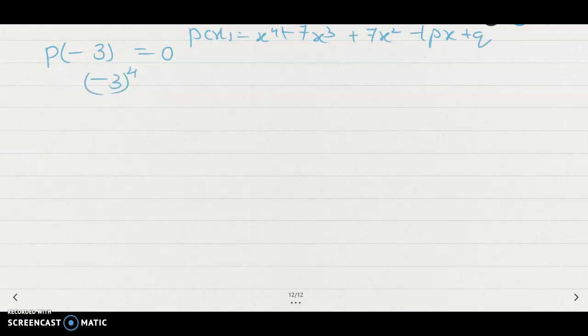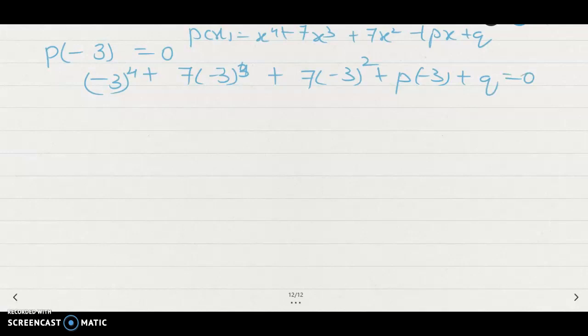Now the second zero will also satisfy the given polynomial, so P of minus 3 must also be 0. As we know, P(x) is x raised to the power of 4 plus 7x cube plus 7x square plus px plus q. Putting in place of x the value minus 3: minus 3 raised to the power of 4, 7 into minus 3 raised to the power of 3, plus 7 into minus 3 raised to the power of 2, plus p into minus 3 plus q must be equal to 0.